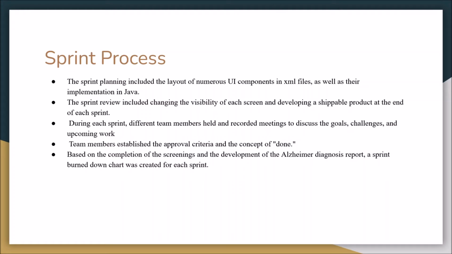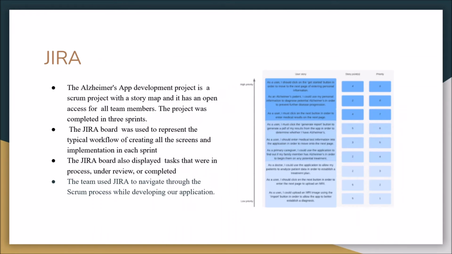During each sprint, different team members held and recorded meetings to discuss the goals, challenges, and upcoming work. Team members established the approval criteria and the concept of done. Based on the completion of the screenings and the development of the Alzheimer's diagnosis report, a sprint burn-down chart was created for each sprint.